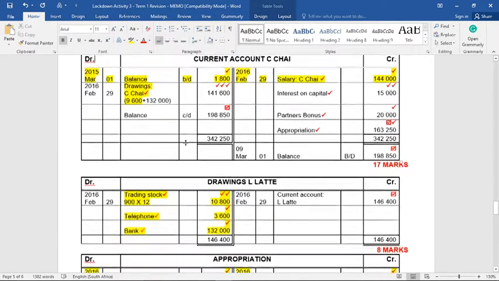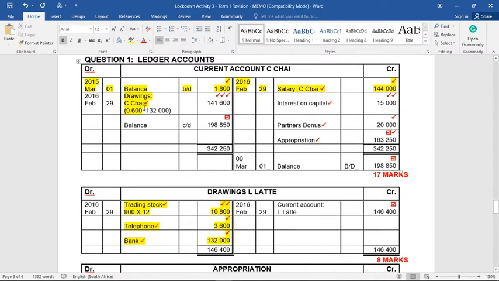And note that the contra account is bank because they've taken out money, right? And also in the current account of C. Chai, as well as the 9,600 for trading stock, you're going to add the 132,000 Rand there because that's what he took out in cash in lieu of his salary. So you can total that up to 141,600.